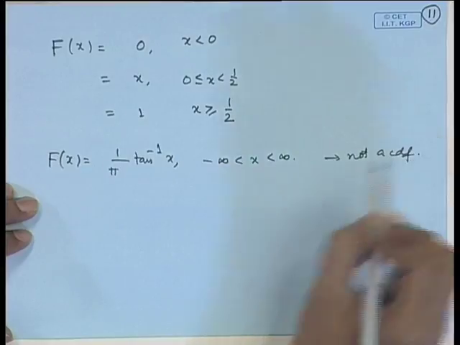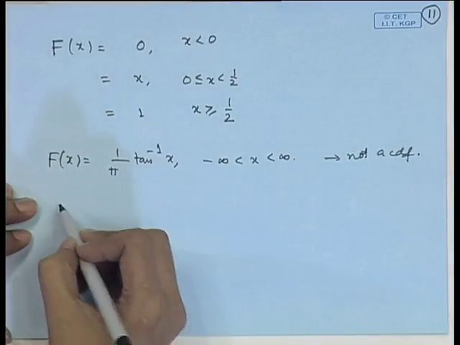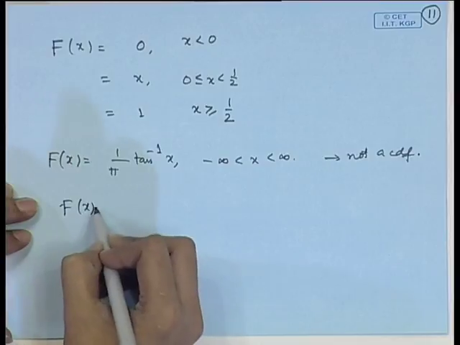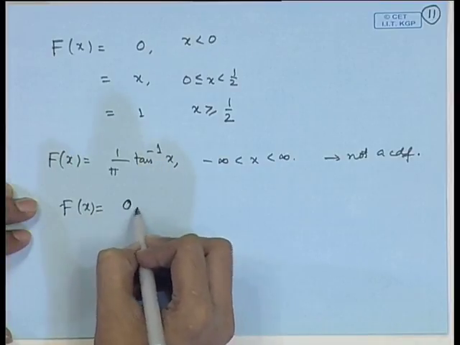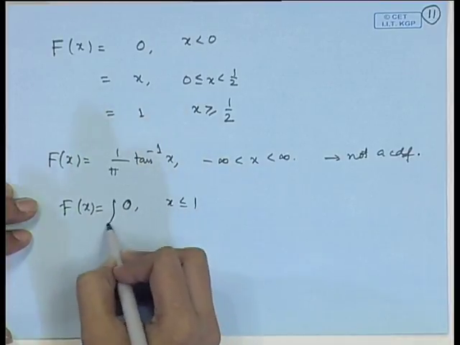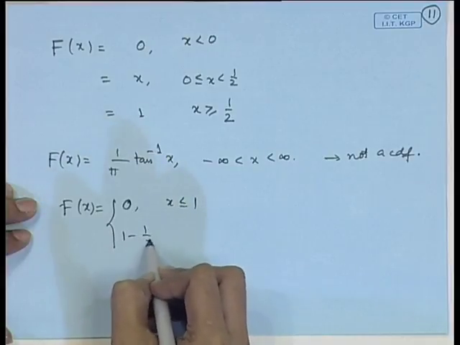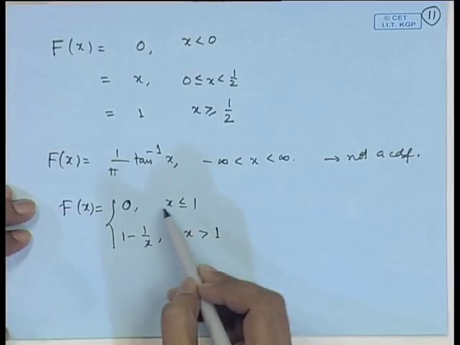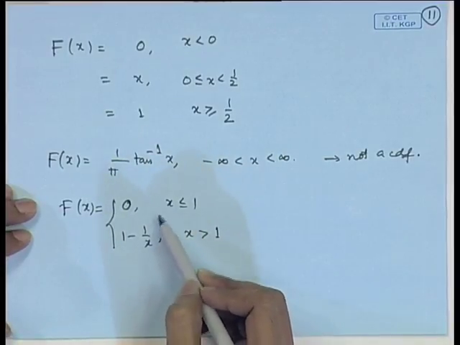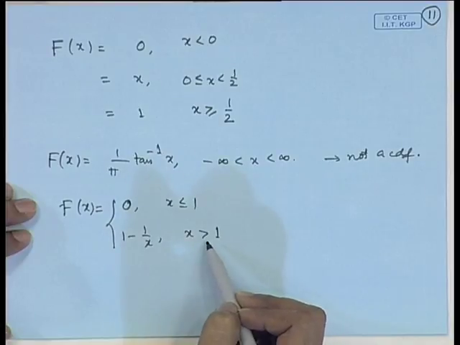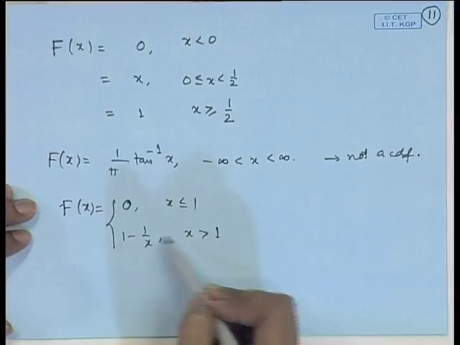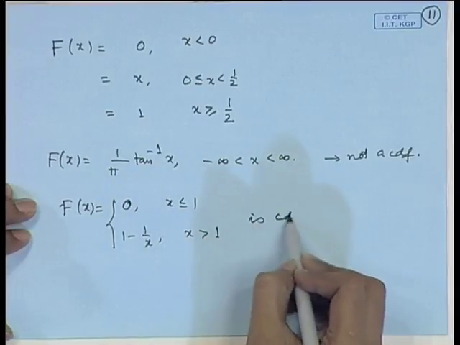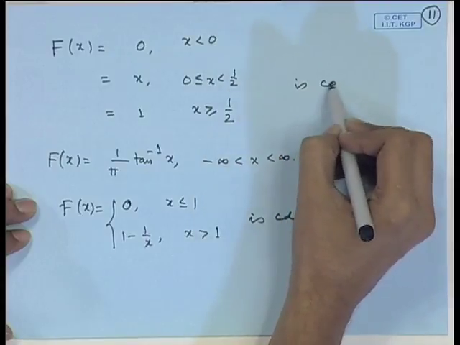If I consider say f(x) is equal to 0 for x less than or equal to 1, it is equal to 1 minus 1 by x for x greater than 1. Once again check the conditions, condition 1, 2, 3 they are satisfied. The right hand limit at x equal to 1 is 0, the value at x equal to 1 is 0, therefore, it is a CDF.